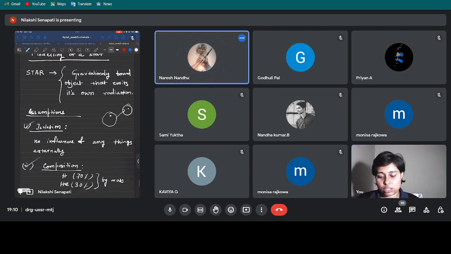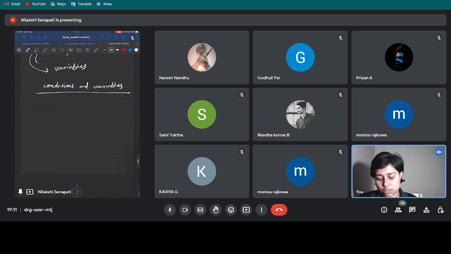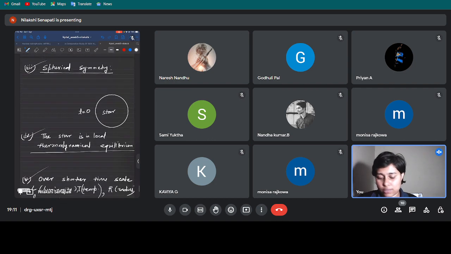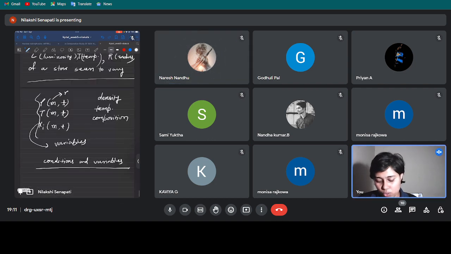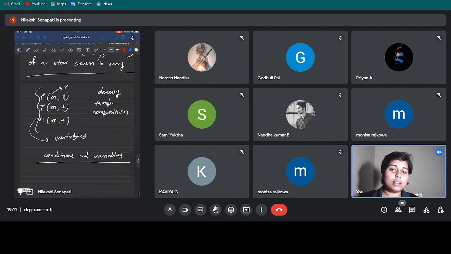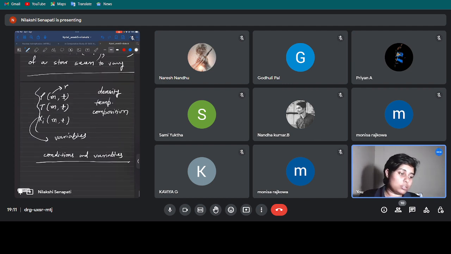Last but not the least, the modeling of a star. I have just started, and I have told the assumptions and the variables. Next day I'll go through all the equations and the solution that we'll get to model a star. Those things will be discussed, and further new topics will be discussed in the next week.